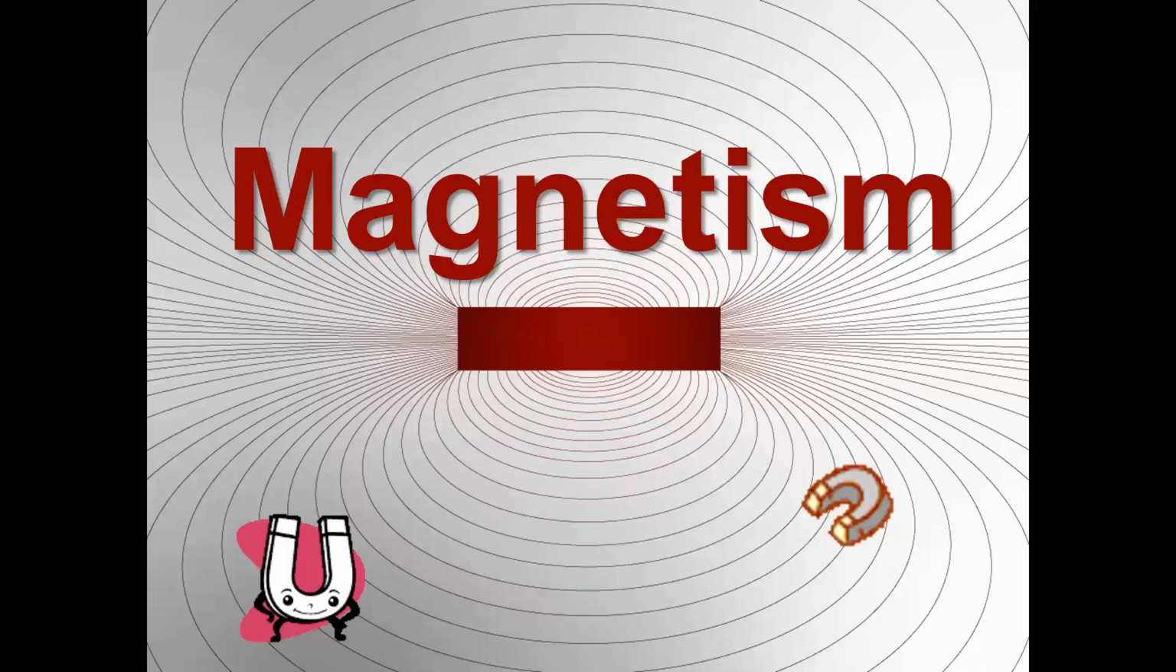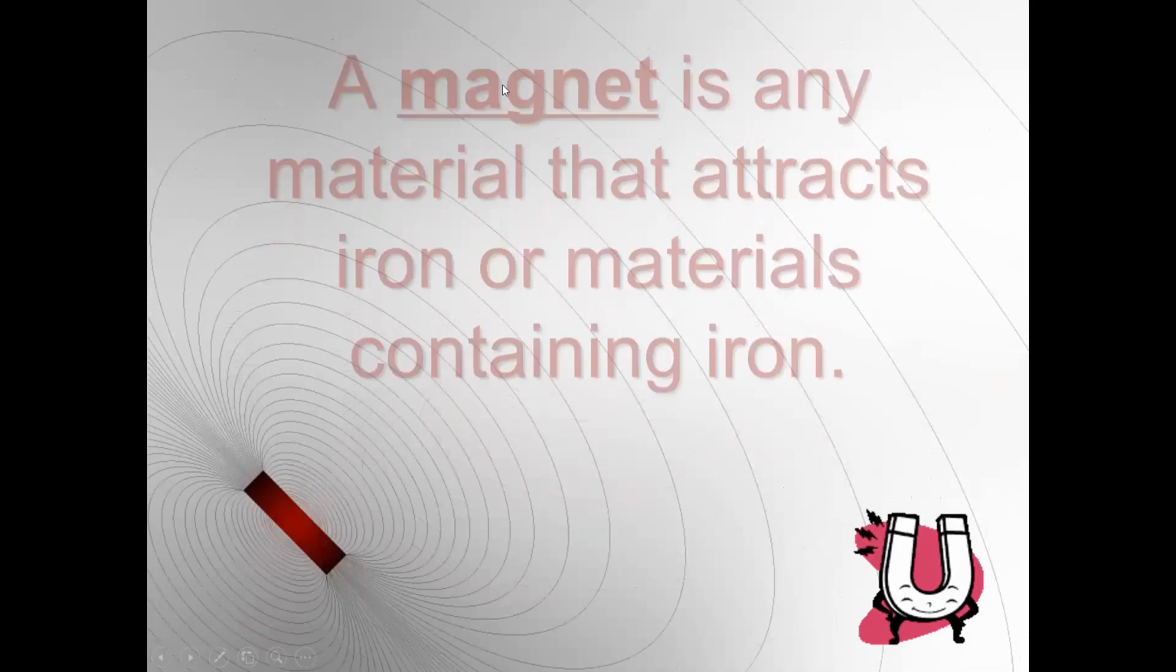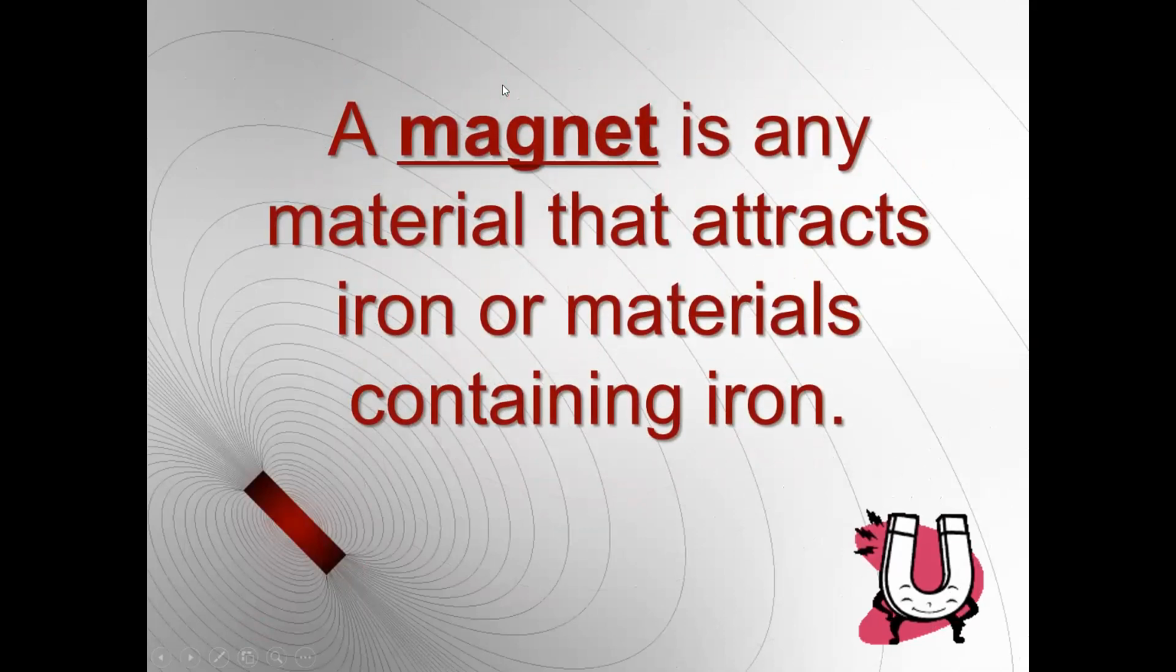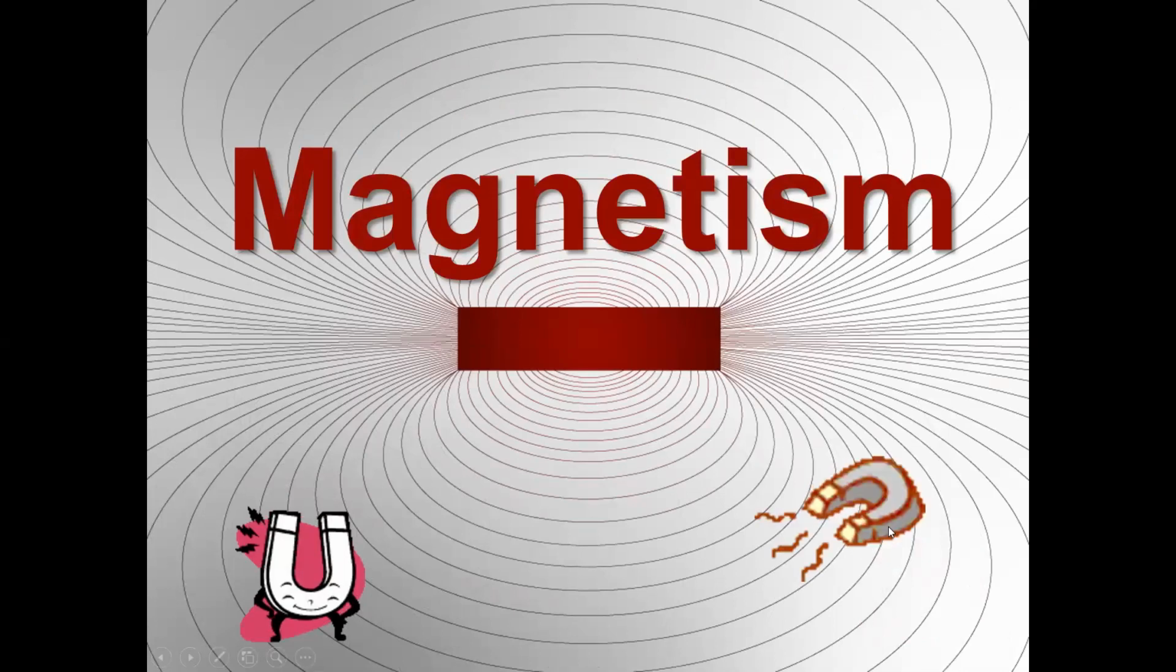Today we are going to talk about magnetism. What is a magnet? A magnet is any material that attracts iron or materials containing iron. As you see in this slide, these are magnets. They attract iron or any material that contains iron.